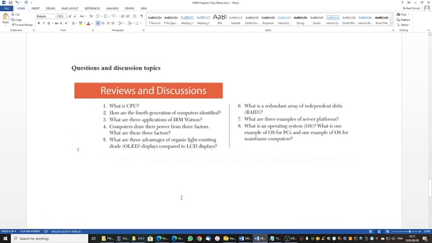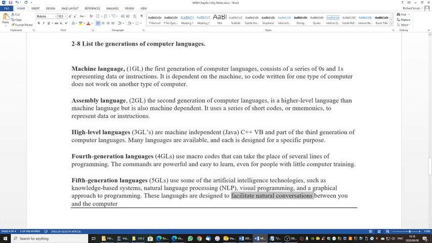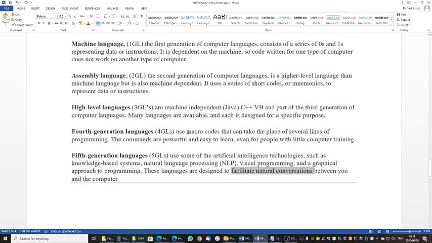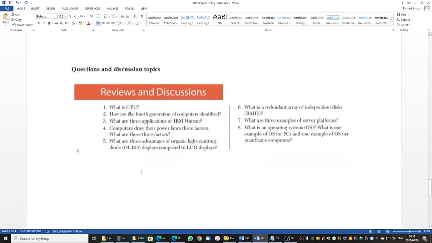If we have a look at the review, discussion and questions, these are for the students, but basically you can go back through the notes and the textbooks. What is a CPU? That was question 1. How are the fourth generation of computers identified? Well, there we have, they use macro codes that can take the place of several lines of programming. There is the answer to that one. Computers draw their power from 3 factors. Again, it's in the note. I'm not going to waste time on these.